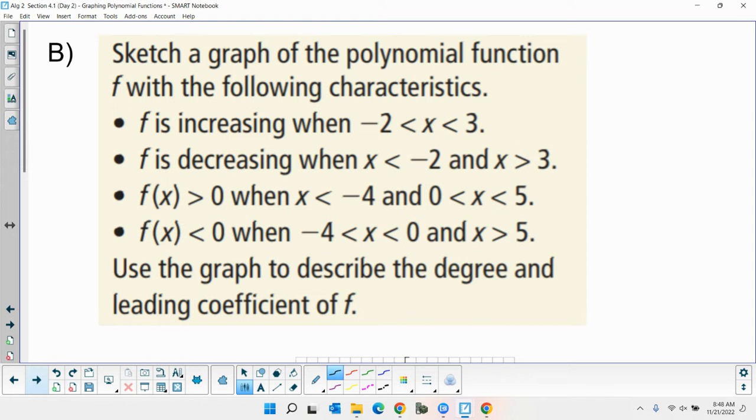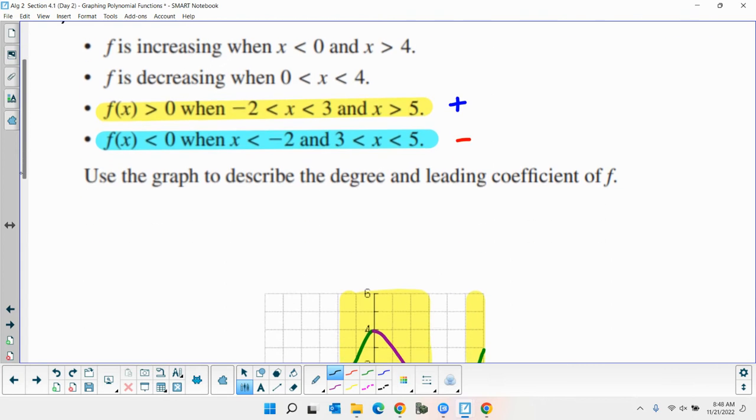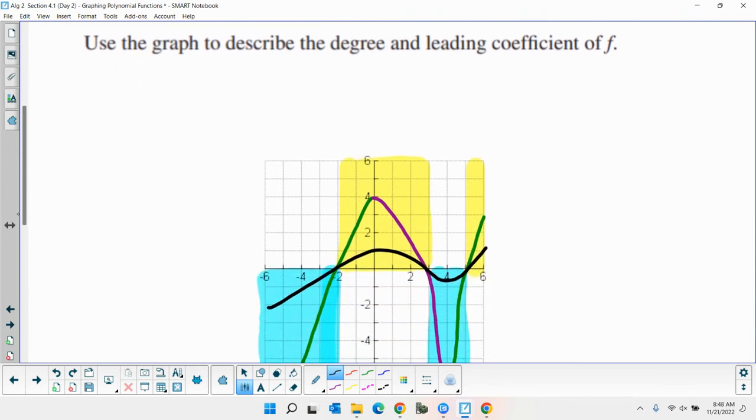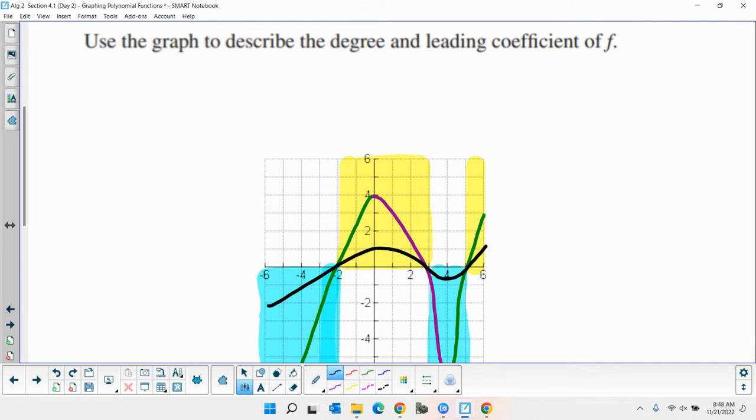Oh, we didn't. I forgot to do this part. Let's go back for a second. Describe the degree and leading coefficient. Okay. Again, odd or even, positive or negative. Okay. So since they're going in opposite directions, what's the degree? Odd or even? Odd. Okay.